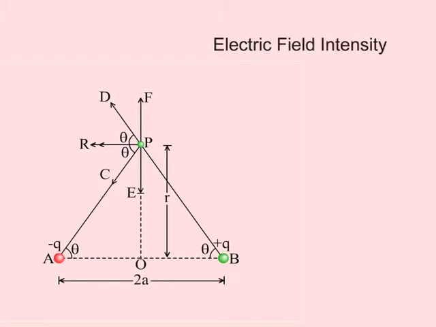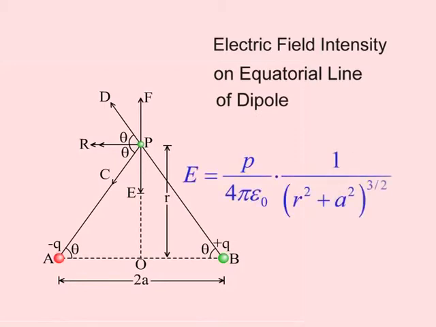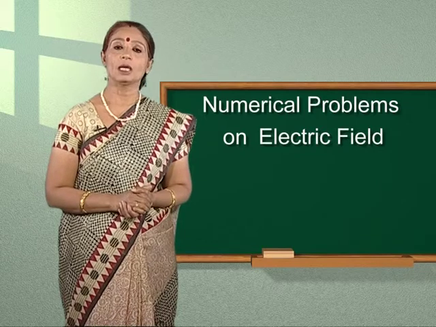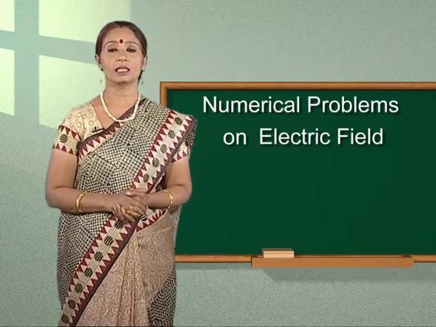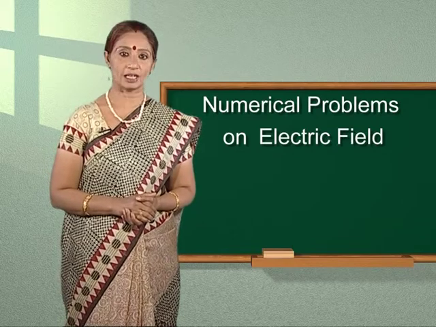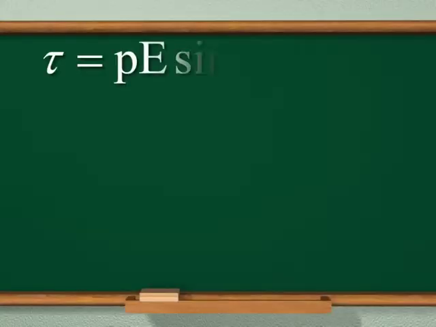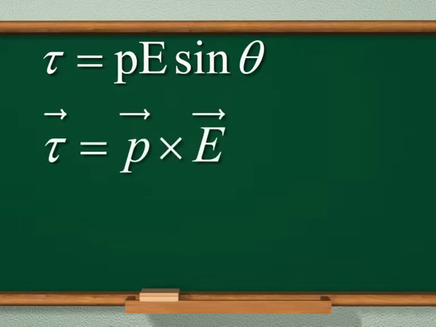Electric field intensity at a point on the equatorial line of a dipole, E is equal to P upon 4 pi epsilon naught into 1 upon R square plus A square raised to the power 3 by 2. When an electric dipole is placed in a uniform external electric field of magnitude E at an angle theta with the direction of E, then the torque acting on the dipole, vector tau, is equal to the cross product of the vector P and vector E.